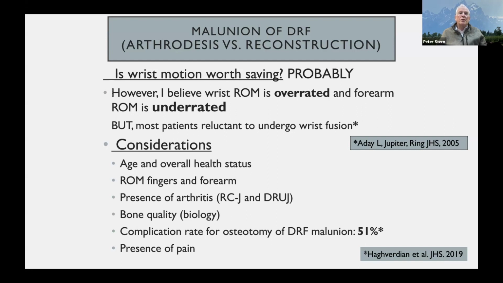I think that if there's significant arthritis in either the radiocarpal joint or distal radial joint, osteotomy may not be your first choice. Bone quality is critical. I'm having a case right now of a lady who's smoking. I've just destroyed everything because I can't get the osteotomy to heal.